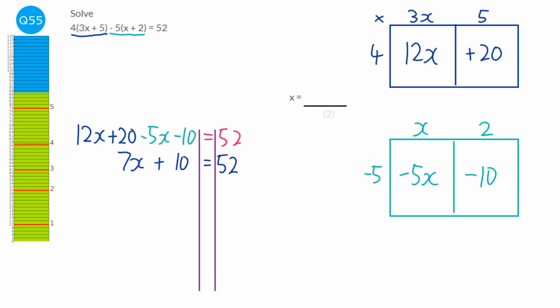Okay, now we need to get rid of the plus 10. So we're going to take away 10 both sides. So we've got 7x equals 42. And then we need to get rid of the times 7. So we're going to divide 7 both sides. So x equals 6.